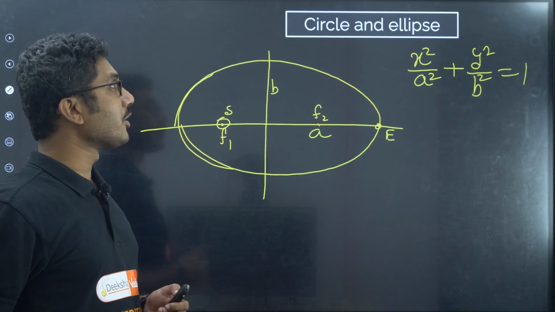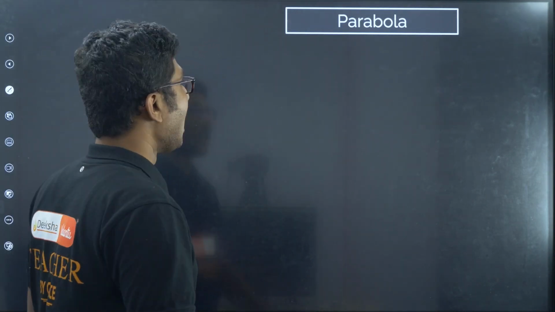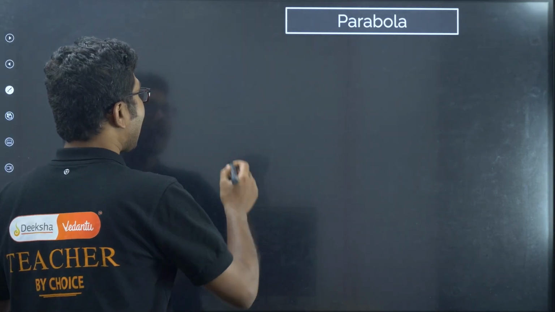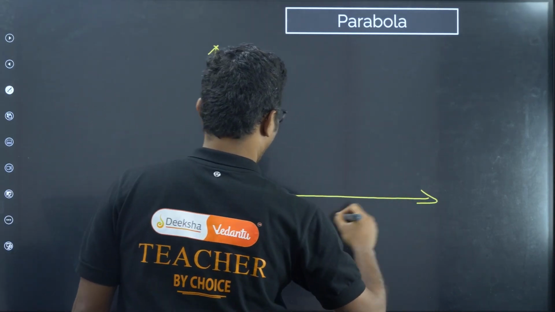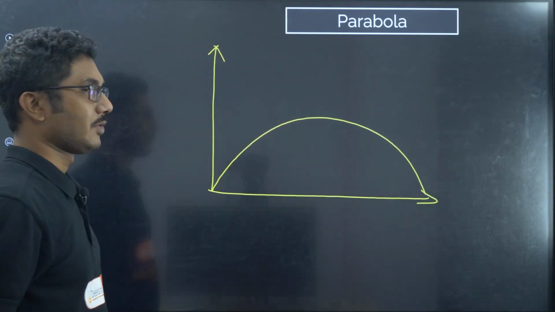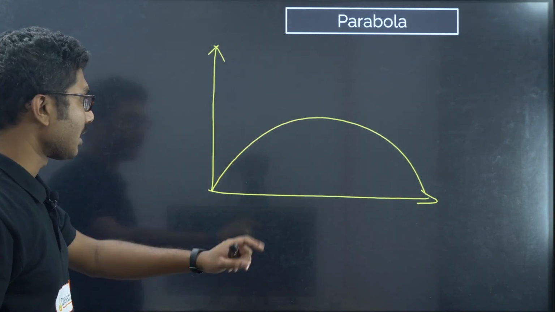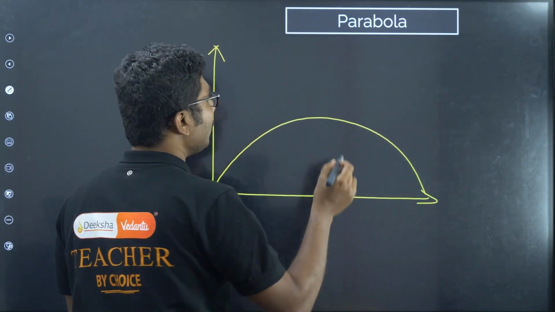Next shape that we are going to discuss, very important, is the parabola. What is a parabola? A parabola looks like this. Something like this, not a semicircle though. This is not a semicircle. This is a parabola. The parabola's equation looks like this.